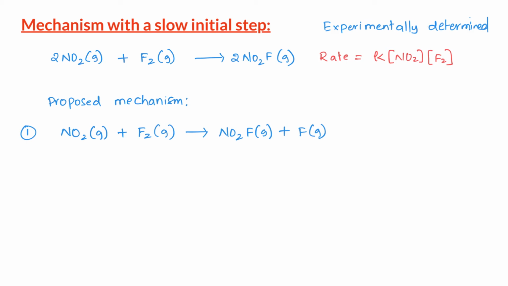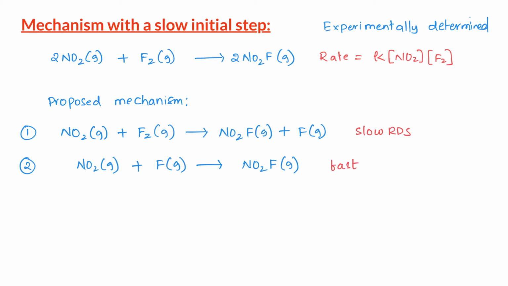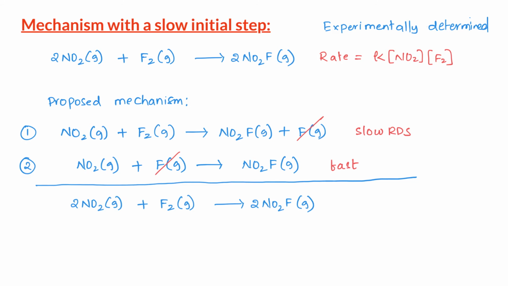In step 1, nitrogen dioxide reacts with fluorine to form NO2F and F. In step 2, nitrogen dioxide reacts with a fluorine atom to form NO2F. The first step is the slow or rate determining step, and the second step is the fast step. Let us now see if the two requirements of a mechanism are met. If we add step 1 and step 2, we do get the overall reaction.